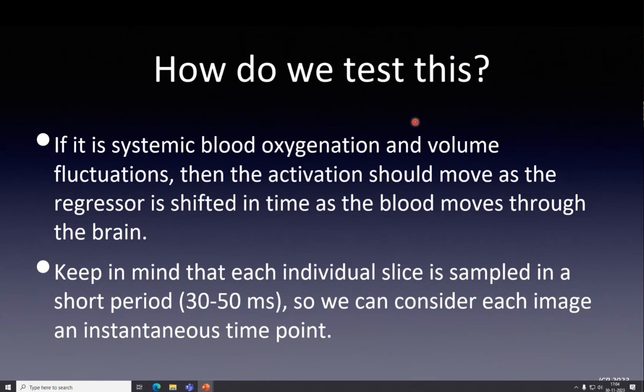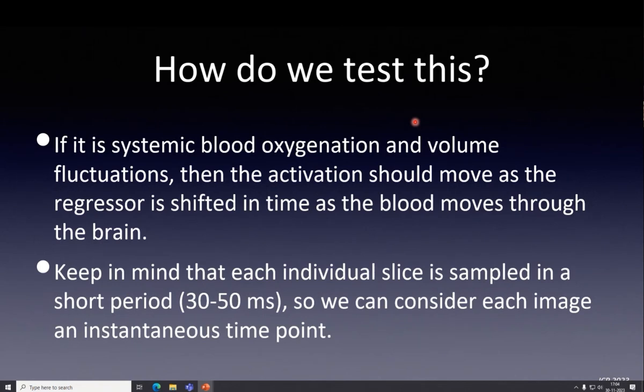If it is a systemic blood oxygenation change that we're seeing in the NIRS, then it should move, because oxy and deoxyhemoglobin are carried in blood. They have to physically move from one part of the brain to the other, and they have to go along the vessels to do that. So if we were to change the alignment between the NIRS signal and the bold signal, then the positions that we see these activations occurring in should move.